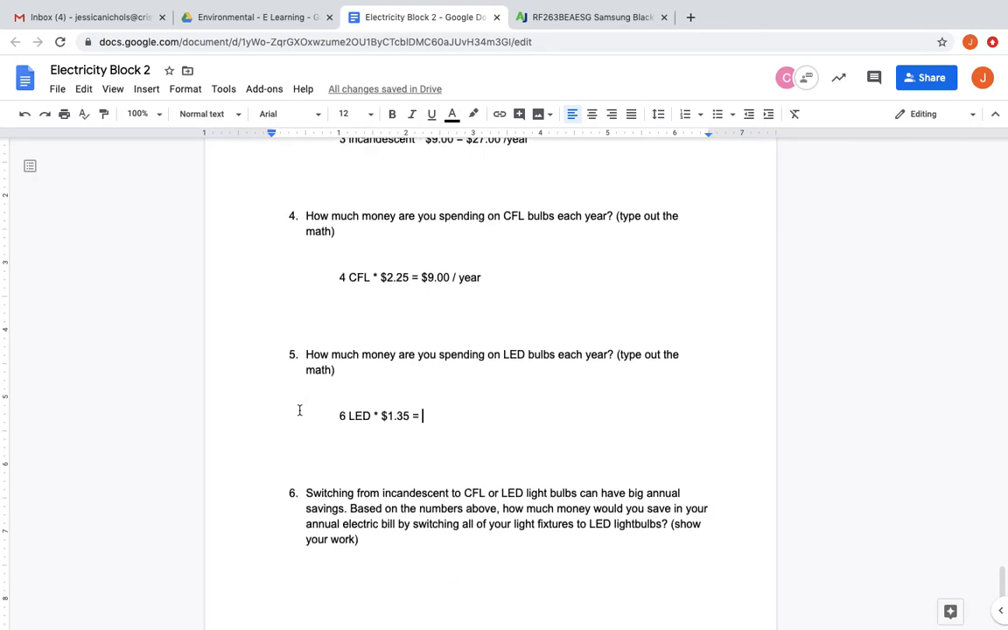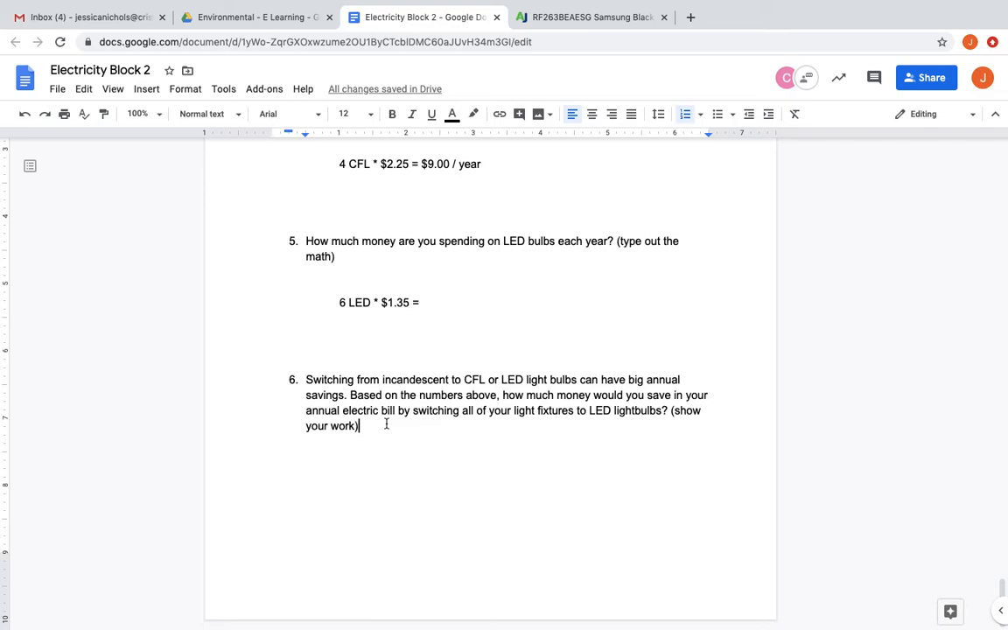Okay, now, this question number 6 takes a little bit more thought. It says switching from incandescent to CFL or LED bulbs can have a big annual savings, right? Because incandescent was $9 every year, and these two are more like $2 or $1 a year per bulb. So big annual savings. Based on the numbers above, how much money would you save in your electric bill annually for the year by switching all of your light fixtures to LED bulbs? Show your work. Okay, so here I'm going to just give you some hints on this one.